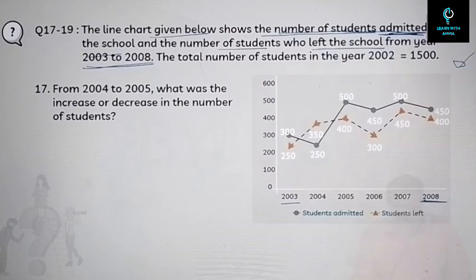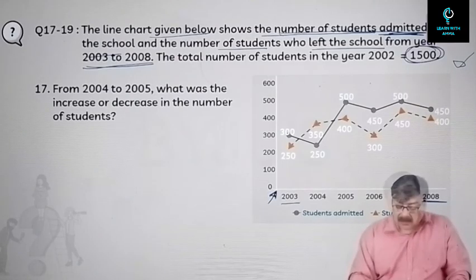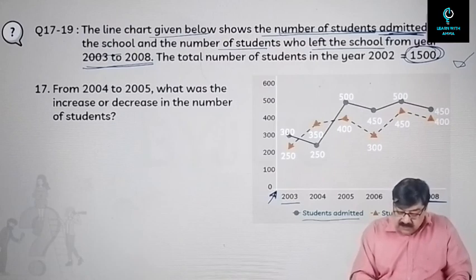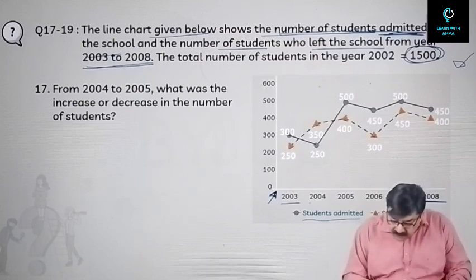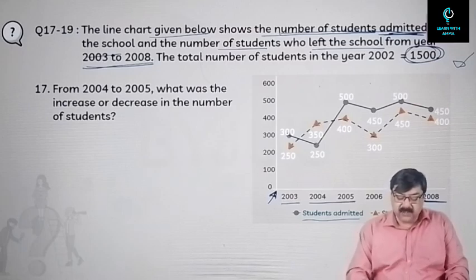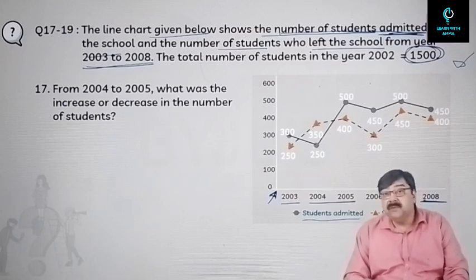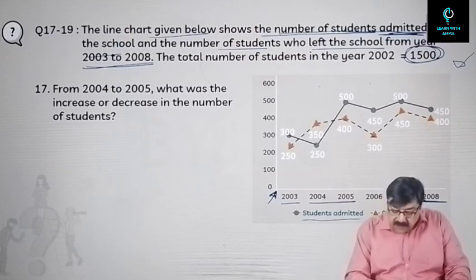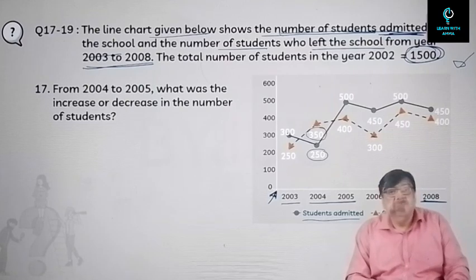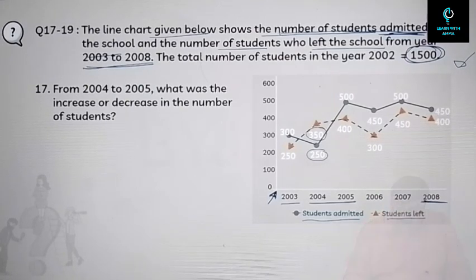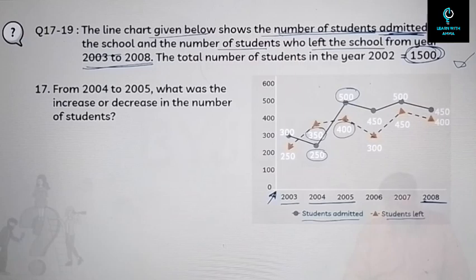The total number of students in the year 2002, that is at the beginning here, were 1500. Now this blue line here shows students admitted, and this dotted line represented by triangular points indicates the number of students who have left the school. So when he's asking from 2004 to 2005, what was the increase or decrease in the number of students, we will have to find out for each of the years. In fact, we know that 250 students were admitted and 350 students left in 2004. Whereas 500 were admitted and 400 students left in 2005.